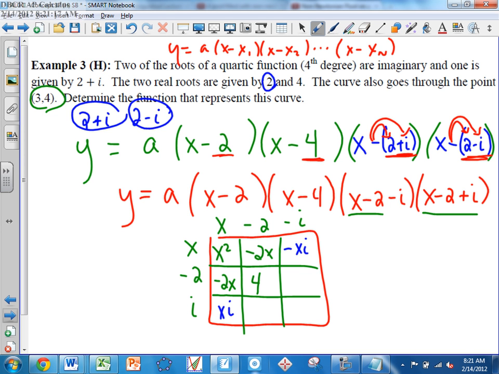What's going to happen to those two things, guys? They're going to cancel. So in a minute, we're going to show that. We could already show it if you would like, that the i's do drop off. You have a negative xi and a positive xi. Next, here you're going to have 2i, and here you're going to have negative 2i. What happens to those? They also cross out.